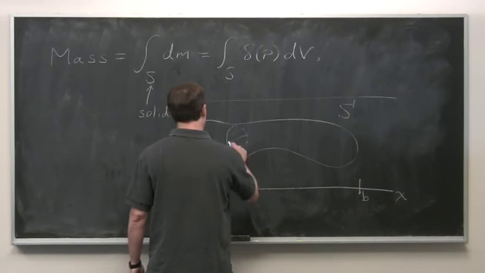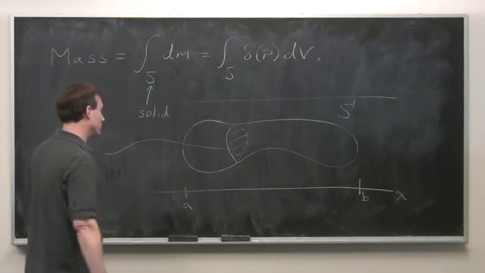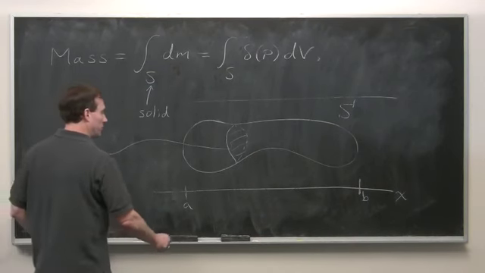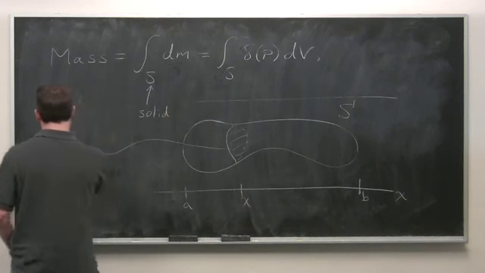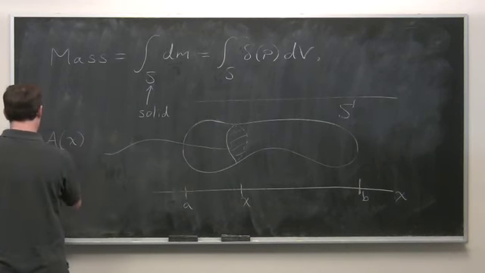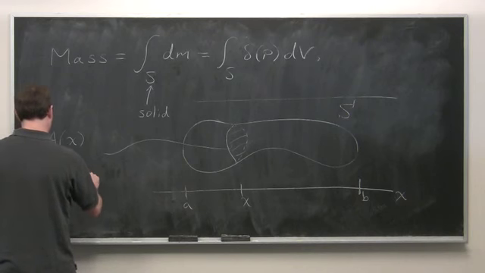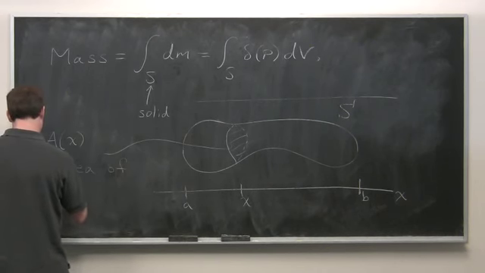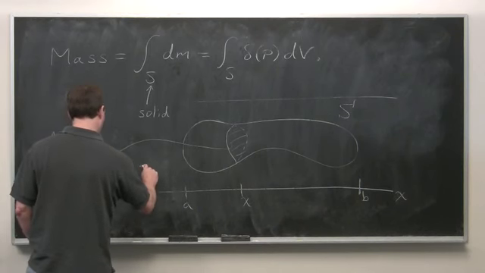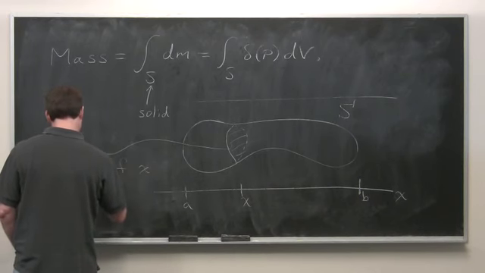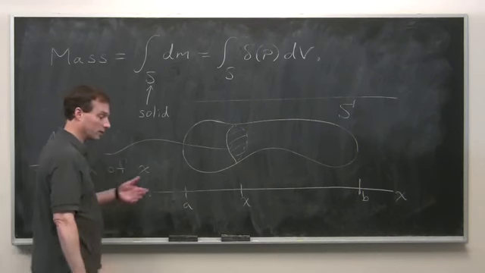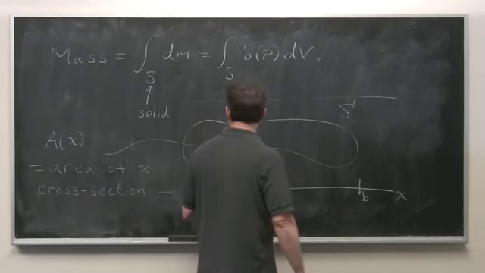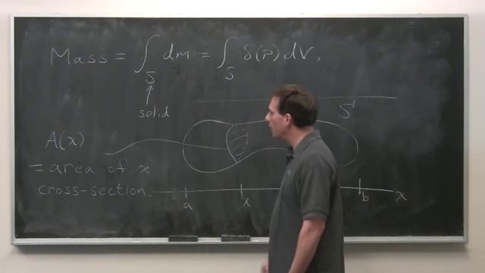One of them is what we assumed when we looked at volumes. Namely, we're going to assume at each point x along here that we know A(x), the area of the x cross-section. And we want this cross-sectional area function to be continuous so that we can integrate it.